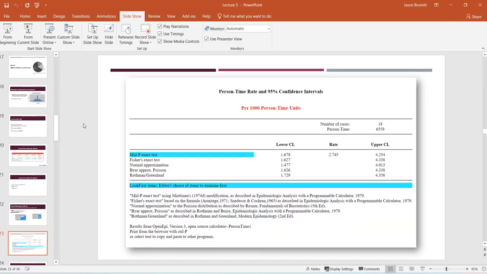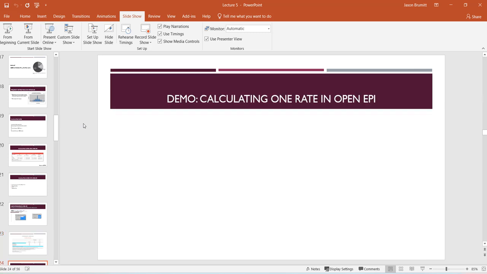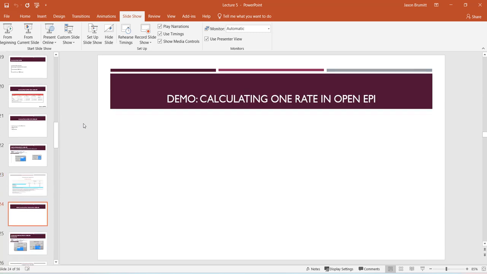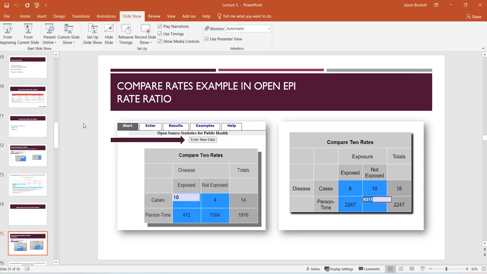So moving through this, there was our answer. Questions on that one? So we just demonstrated that. Now let's do one more here before we end this particular example. So for this one here, we're going to do comparison of 2 rates.